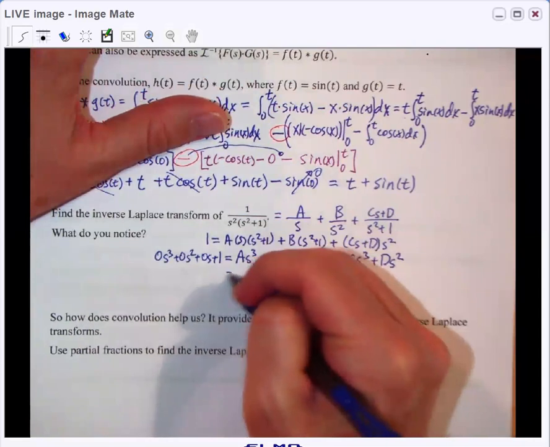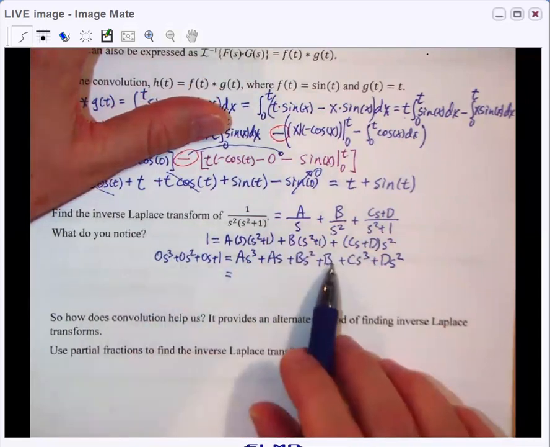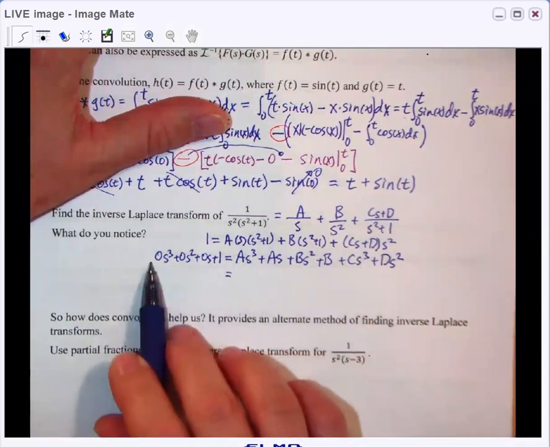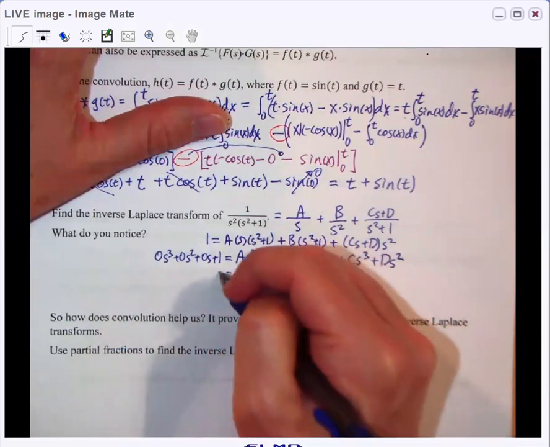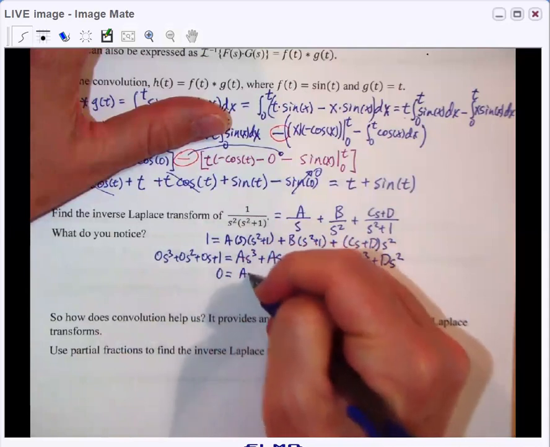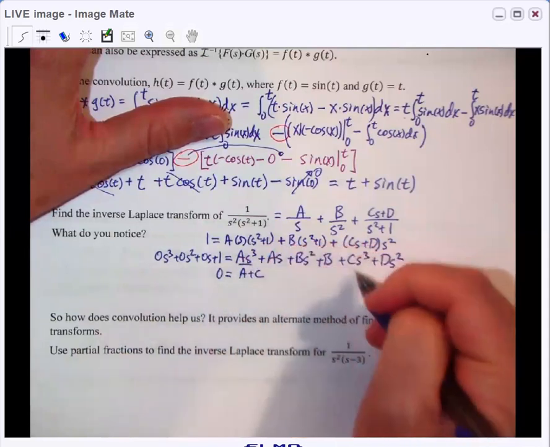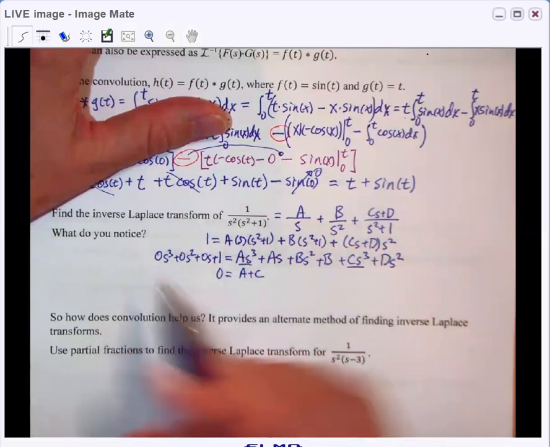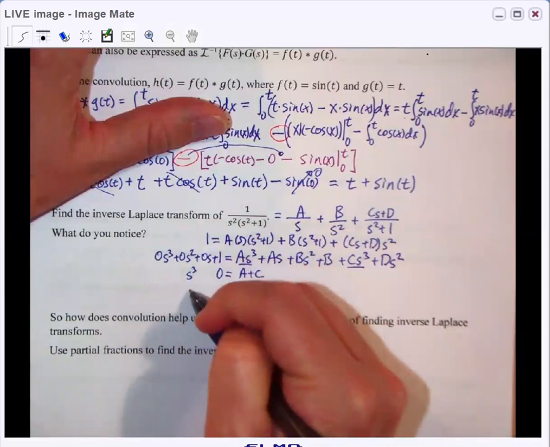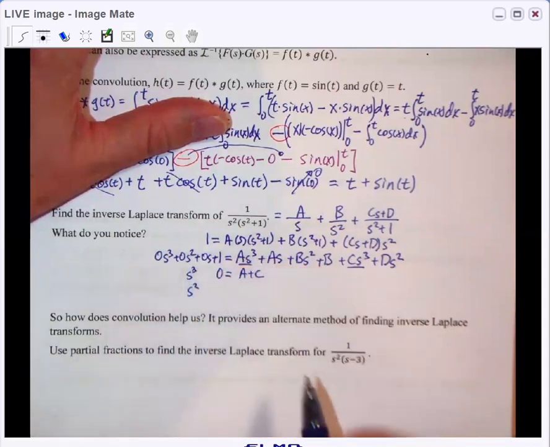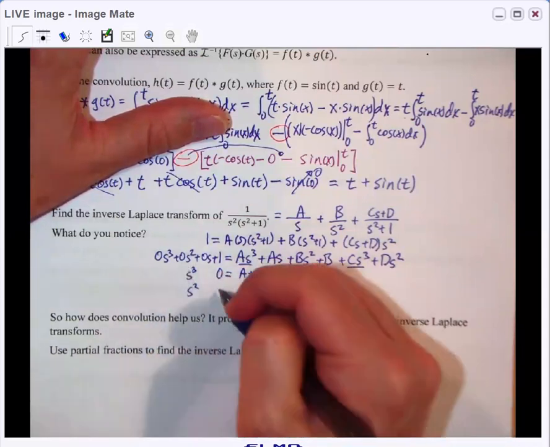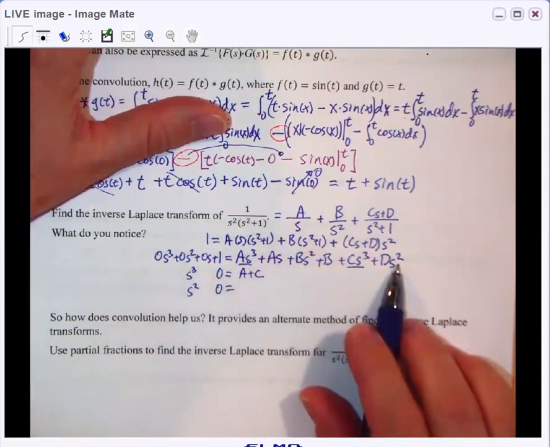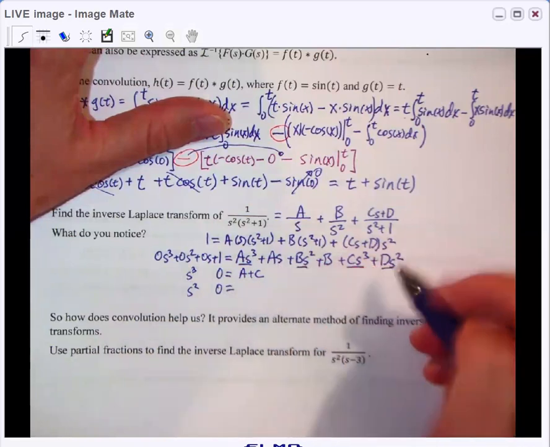Because this is an equation here, the coefficient of the s cubed on one side has to equal the coefficient of the s cubed on the other side. So 0 has to equal a plus c because of the s cubed coefficient being 0. And maybe I'll write s cubed over here. S squared, well, the coefficient of s squared on the left-hand side is also 0. And what do we have for s squared on the right-hand side? We have b plus d.